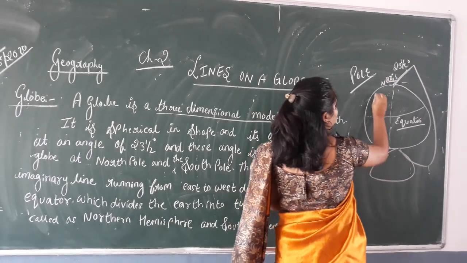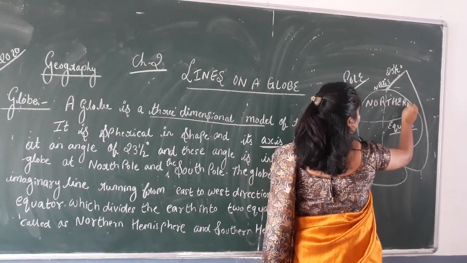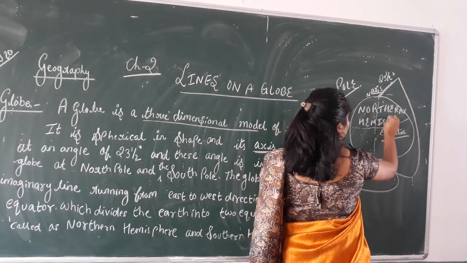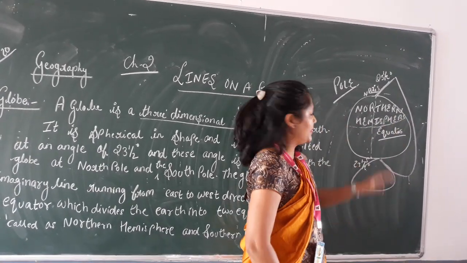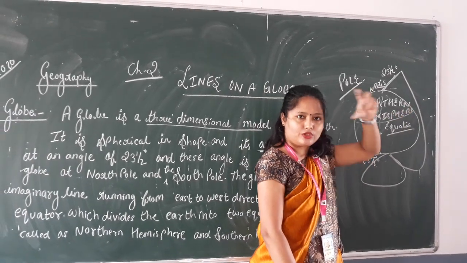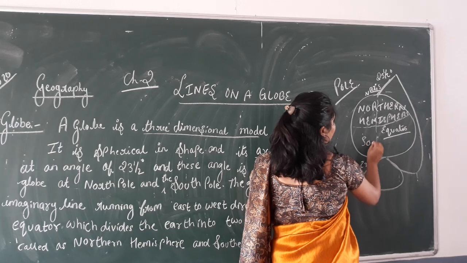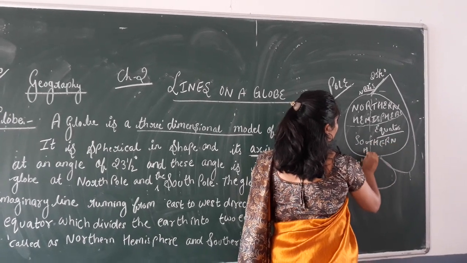Why is it called the northern hemisphere? Because hemisphere means, hemi means half, and sphere, you know, is spherical in shape. So it is called the northern hemisphere and the southern hemisphere. So you have understood about the globe.